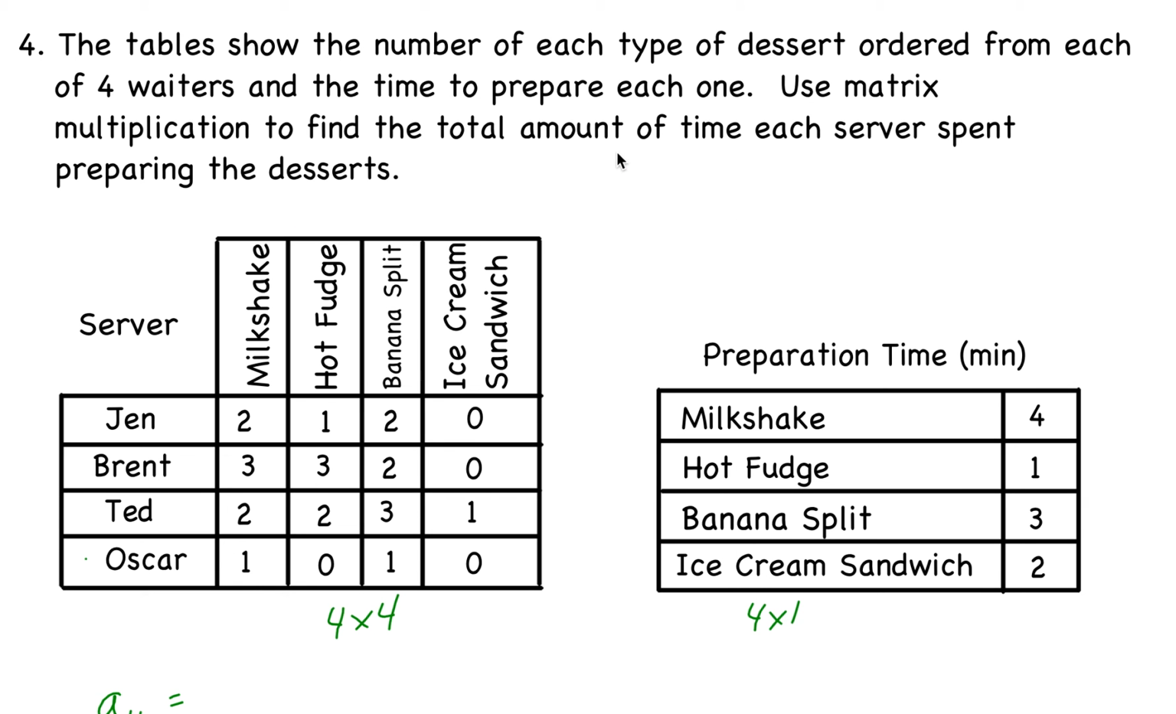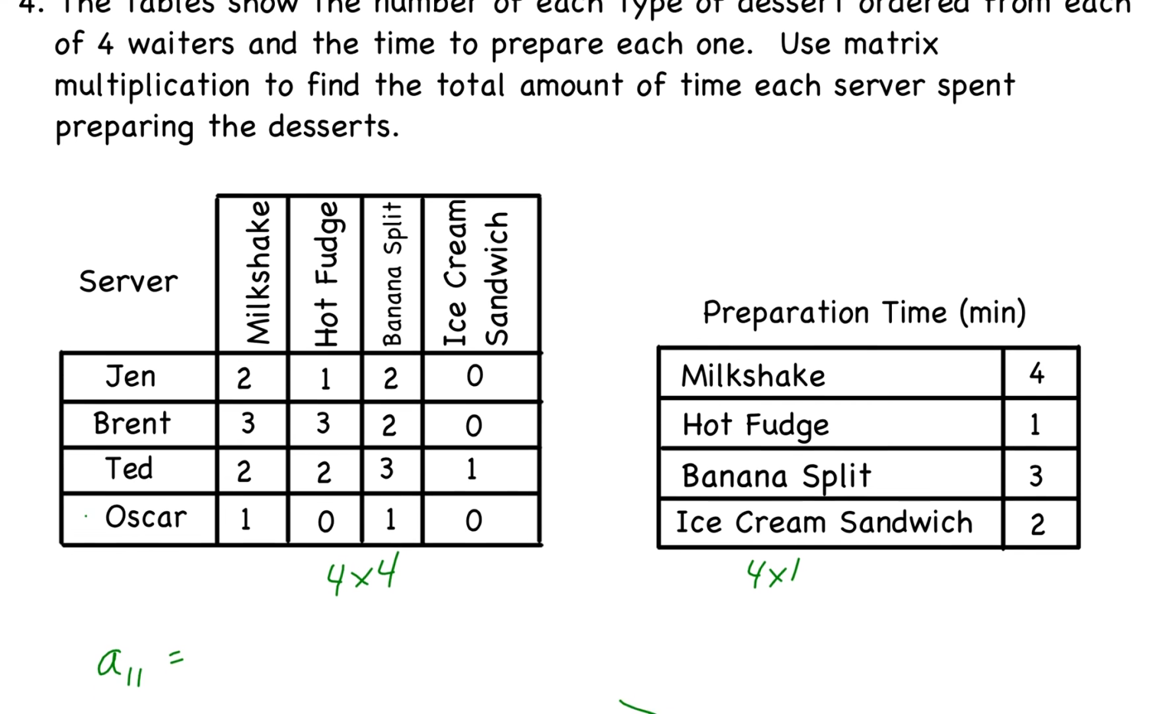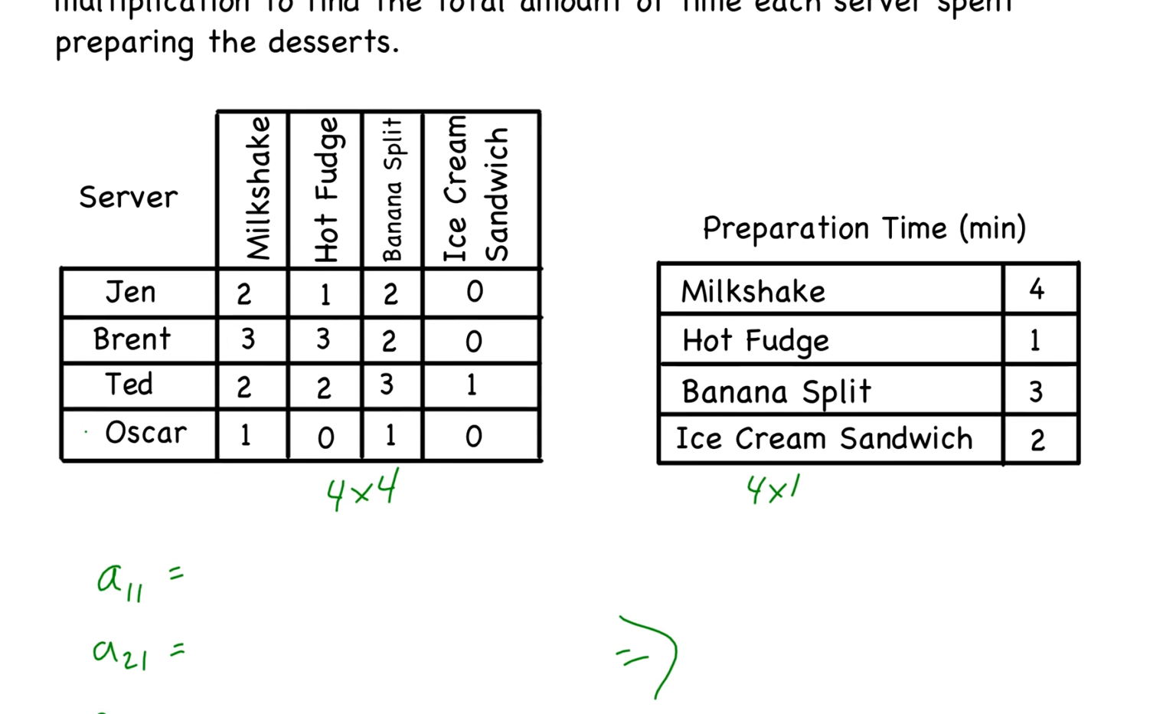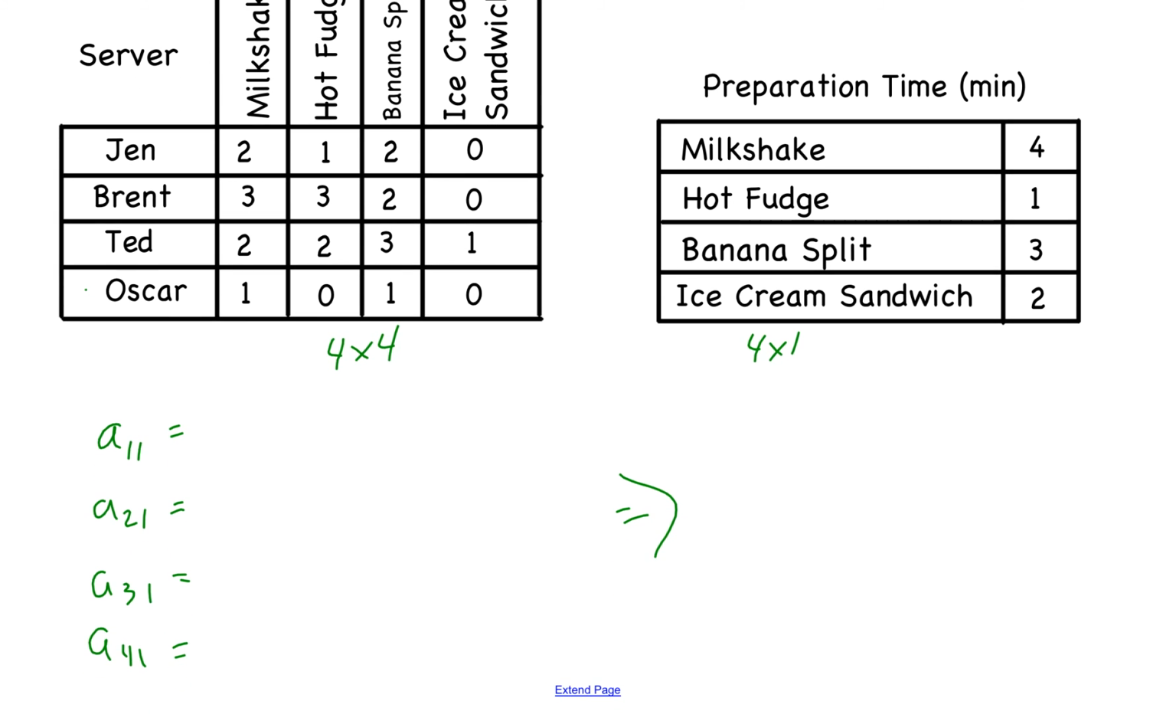So this one shows, it says the tables show the number of each type of dessert ordered from each of 4 waiters and the time to prepare each one. Use matrix multiplication to find the total amount of time each server spent preparing the desserts. I'm going to whip through this one pretty fast. So here's the 4 by 4 matrix. If you just put your brackets around these, this is what your 4 by 4 matrix would look like.